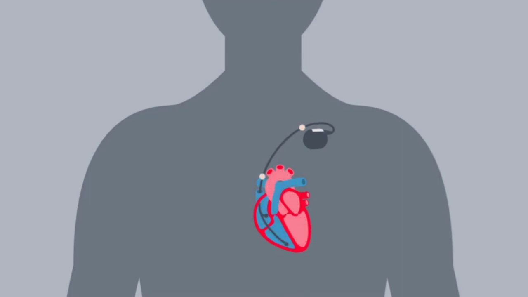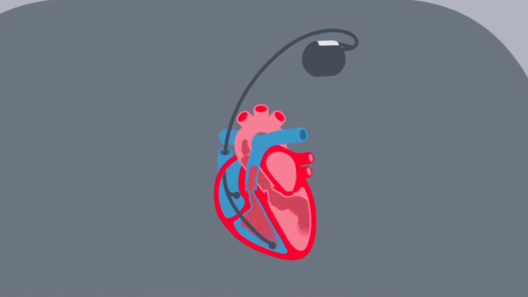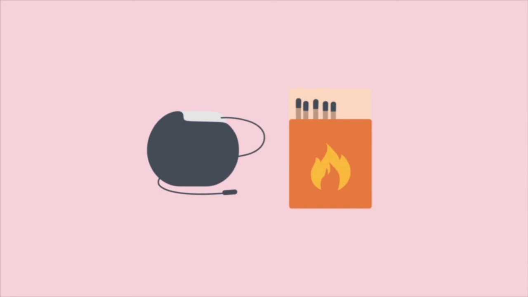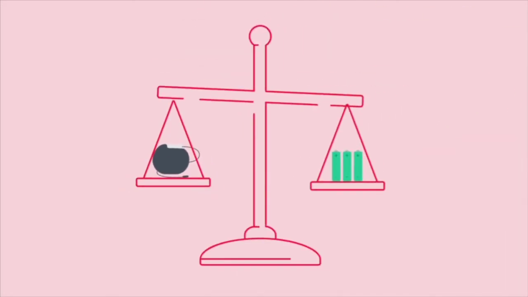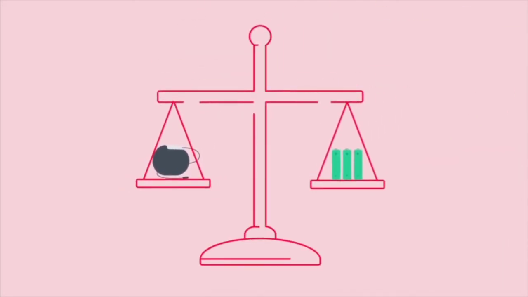If it detects the dangerous abnormal rhythm, it will deliver small electrical impulses to try and get the heart beating normally again. If it doesn't work, it will then deliver shock therapy to try and restore the heart back to a normal rhythm. ICD is a small implanted device. It's only the size of a small matchbox, and weighs about the same as 3 AAA batteries.